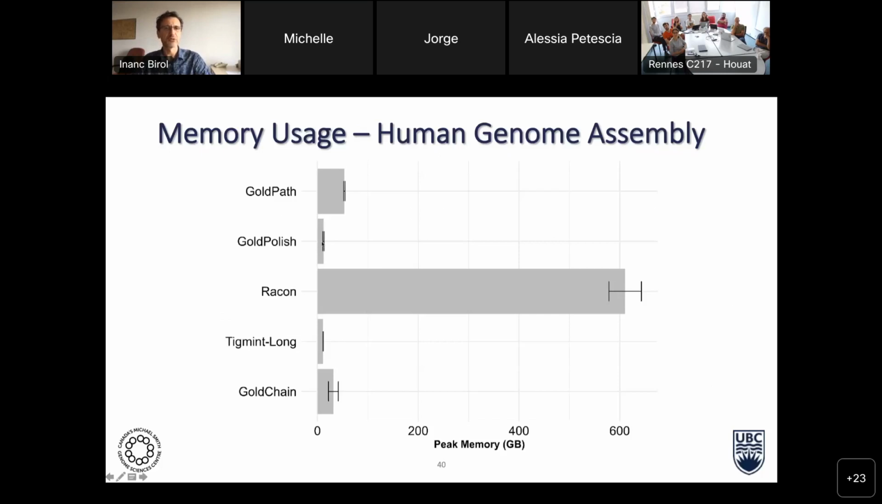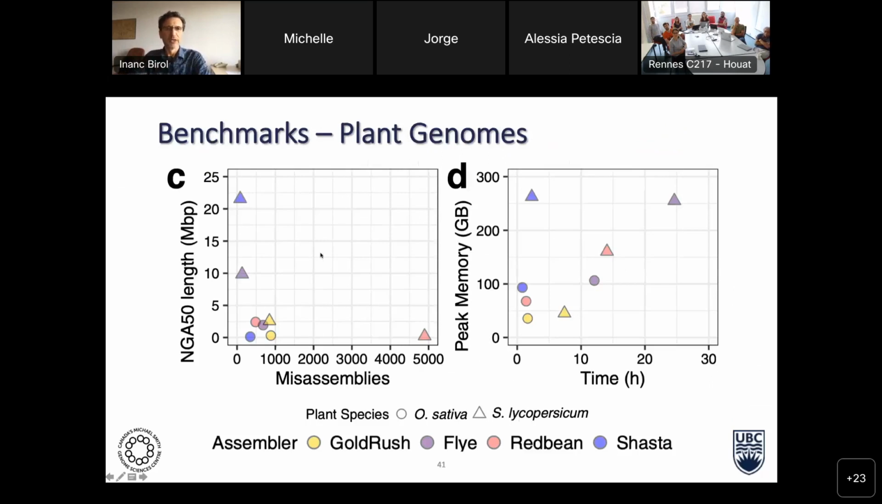So it has orders of magnitude more computational resource demands compared to GoldPolish. All right. Finally, the plant genomes. How do we perform on plant genomes?